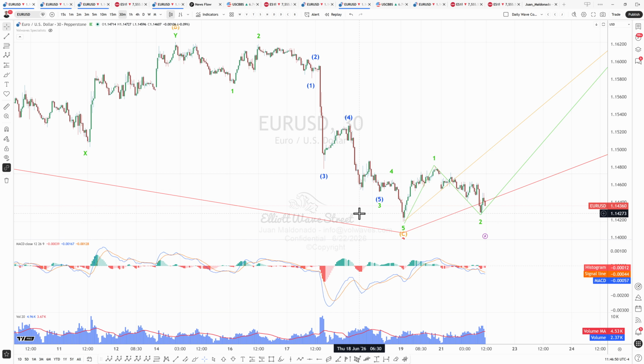I'm going to show you how to find a high probability trade using Elliott Wave and the MACD indicator in the euro dollar. Here we have a downtrend, and the first mission is to find if we are under accumulation.